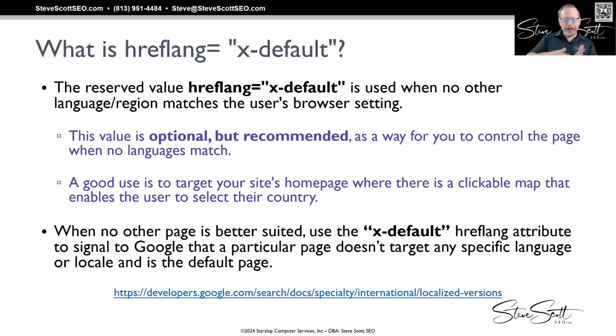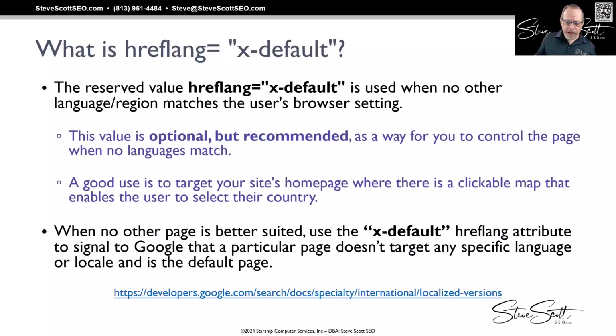So if Google can't find a match to what the user's set up as where they are or what language they speak, then the x-default is used. Use this as the default if nothing else matches, right? And it's usually good to use to target your site's homepage where there might be a clickable map or some other way that folks can figure out what country they're in or what language they're speaking.